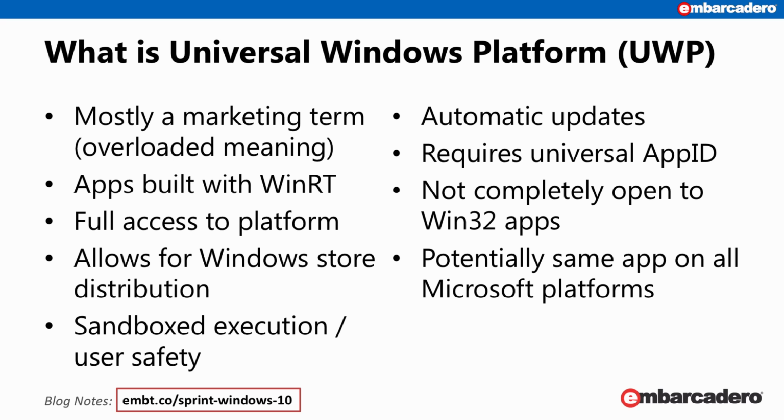So if an app is built with WinRT, then it becomes a Universal Windows Platform app to a degree. That means it has full access to the platform. Also, Universal Windows Platform apps are the apps that you can distribute through the Windows Store. Now, not all apps built with WinRT can be distributed through the Windows Store. Only some certain apps can.